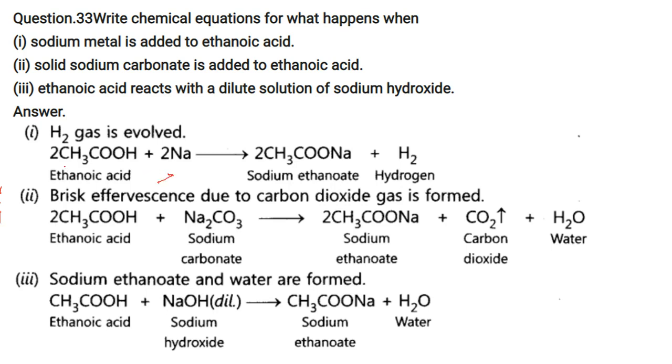So ethanoic acid, which is 2CH3COOH, forms sodium ethanoate. Then ethanoic acid with sodium carbonate gives brisk effervescence because of the carbon dioxide being liberated, and it forms sodium ethanoate. Then ethanoic acid combines with sodium hydroxide to form sodium ethanoate.